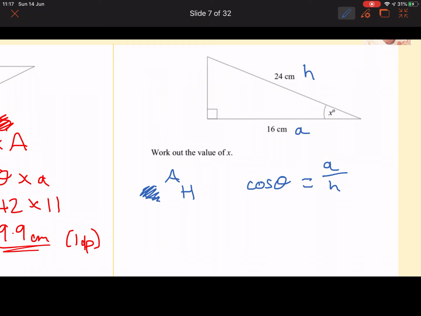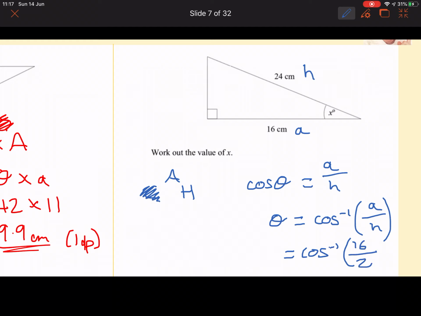Now to actually just find the angle, do you remember how we undo that, undo the cos? We do cos to the minus 1, okay, the inverse of cos. So we're actually doing cos to the minus 1 of A over H. So we still just used our triangle, A over H, but because we're finding the angle, we do cos to the minus 1 of A over H. So we're actually doing cos to the minus 1 of A, which is 16, over H, which is 24. Plug that into your calculator and you get 48.19.